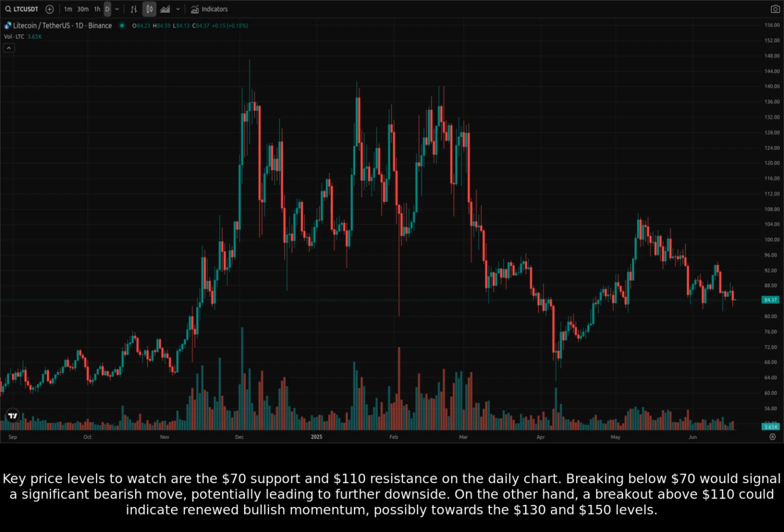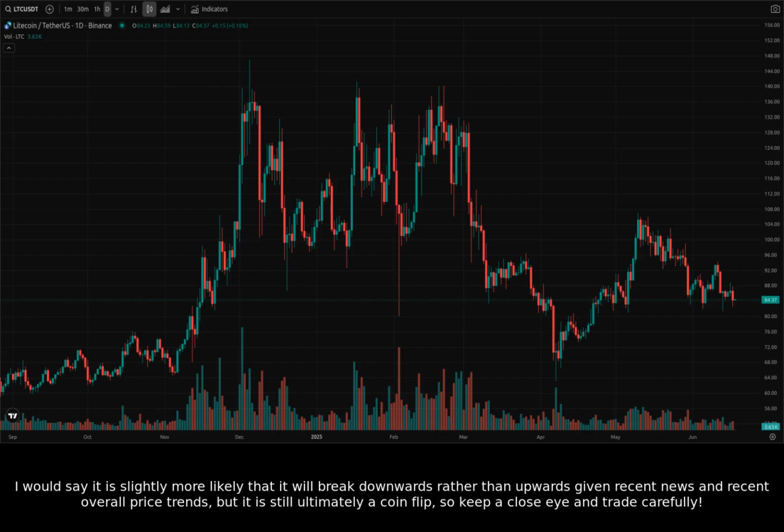Breaking below $70 would signal a significant bearish move, potentially leading to further downside. On the other hand, a breakout above $110 could indicate renewed bullish momentum, possibly towards the $130 and $150 levels. I would say it is slightly more likely that it will break downwards rather than upwards given recent news and recent overall price trends, but it is still ultimately a coin flip, so keep a close eye and trade carefully.